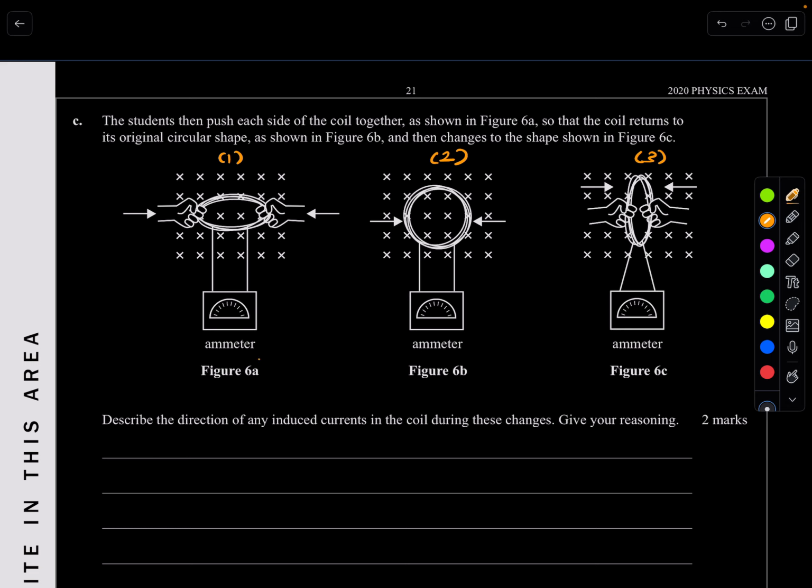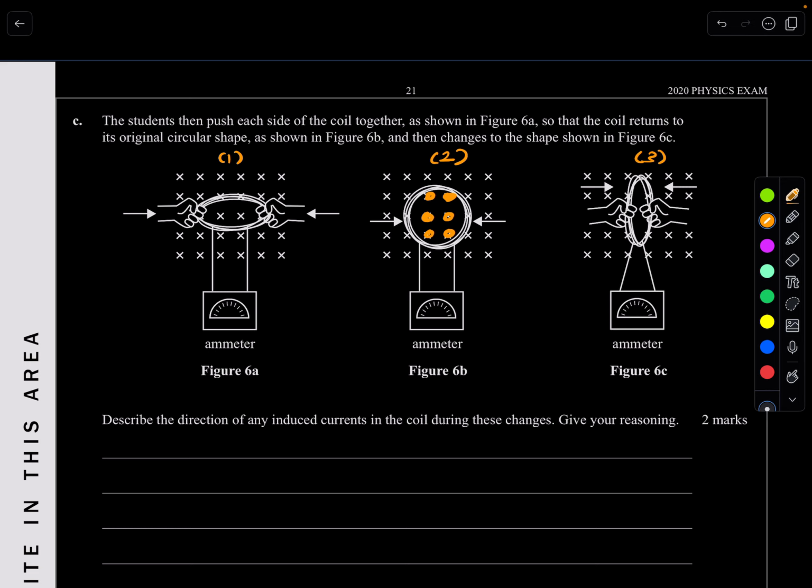If we're going from 6A to 6B, what will be the current direction? Easy, again use Lenz's law. When you're going from here to here, there is going to be an increase in flux because there is more area. Remember what we said: if there's an increase in flux, Lenz's law states that it will try to oppose this flux. So there's going to be an induced magnetic field that will be out of the page.